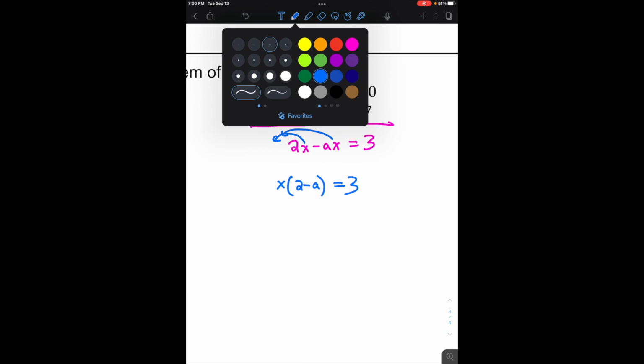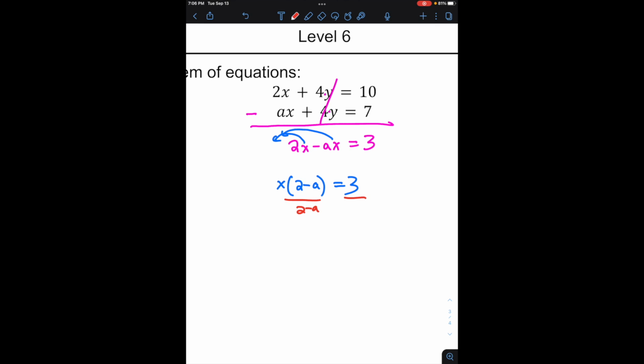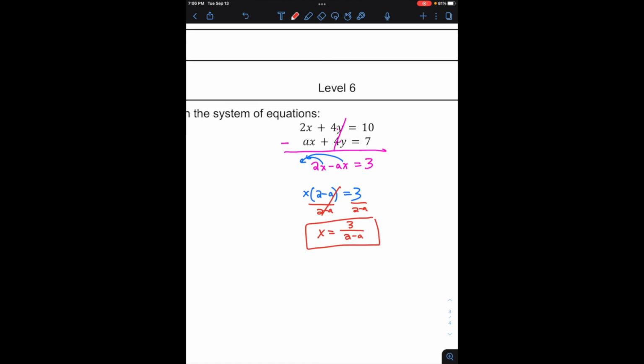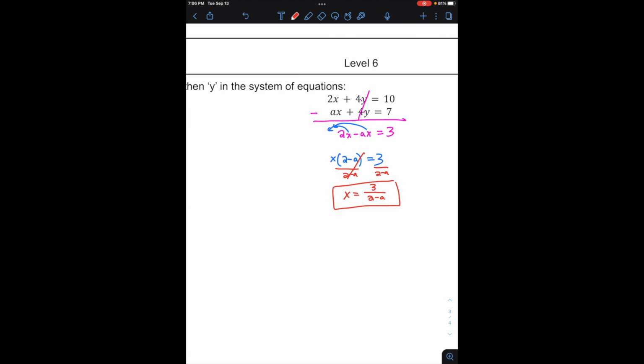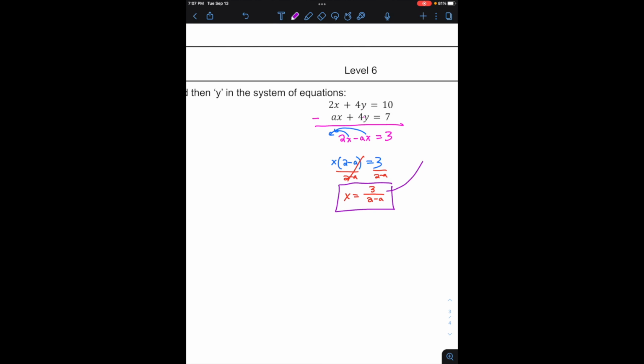And then to solve for x, I'm simply going to divide both sides by 2 minus a, and we get x equals 3 over 2 minus a. Beautiful. Okay, so now I've solved for x. It's still in terms of a, but that's quite fine. And now we're going to substitute this. I can take this and substitute it in for x. So I'm going to say 2 times 3 over 2 minus a plus 4y equals 10. Multiply the 2 in, so we get 6 over 2 minus a plus 4y equals 10.